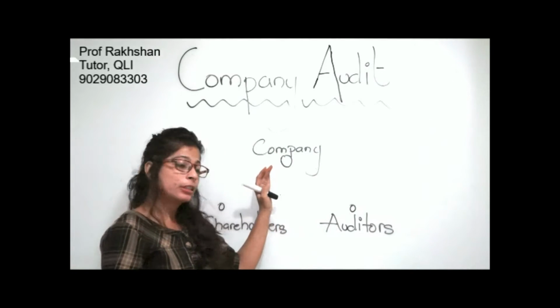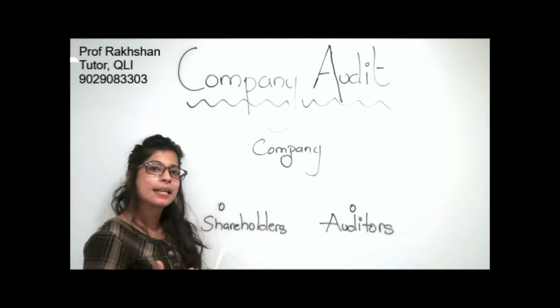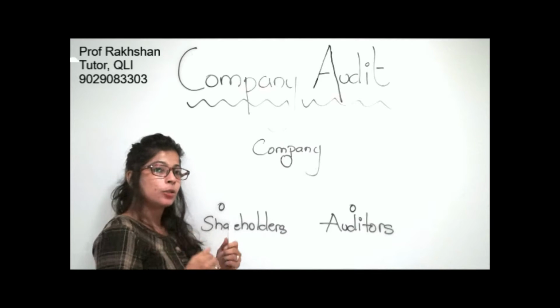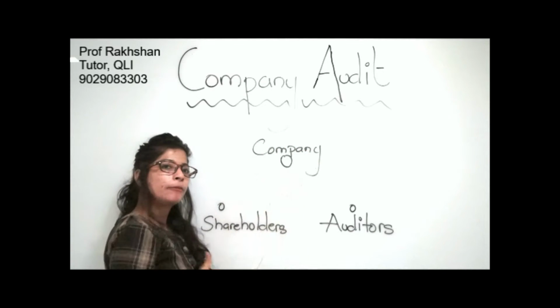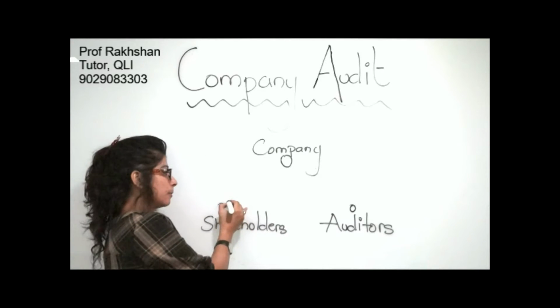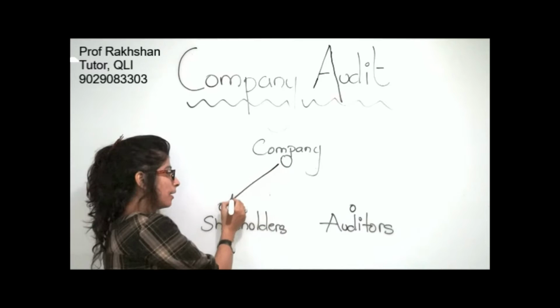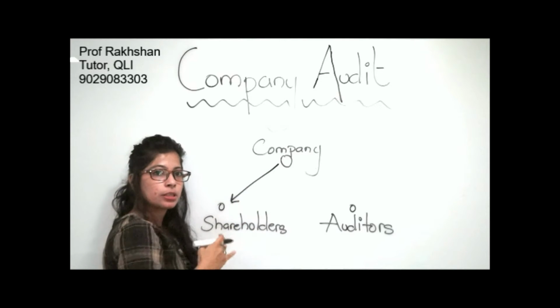So for the example, we've taken up shareholders. Shareholders invest their money in the company. They are the ones who lend the money to the company. The company uses that money to perform its function and then make profits and revenue. So shareholders are investing money in the company, so the company is accountable to the shareholders.